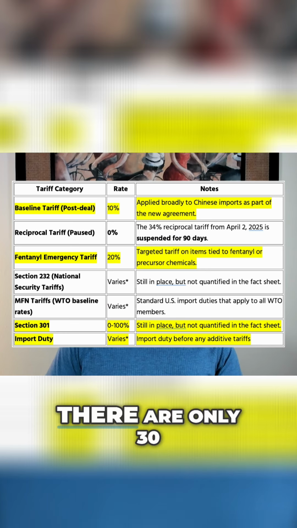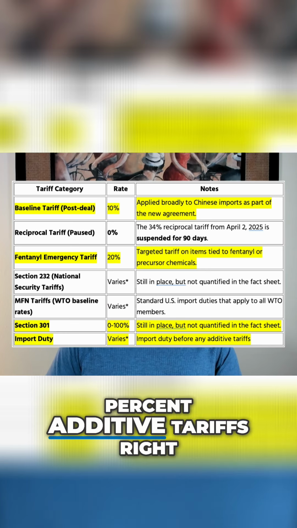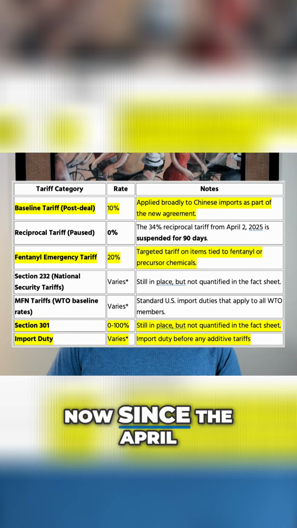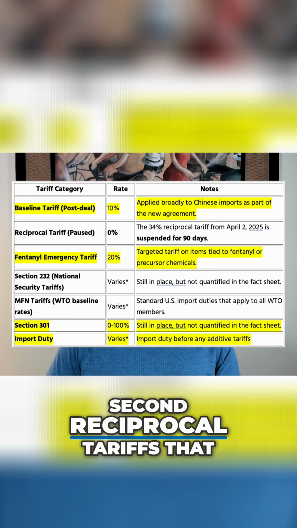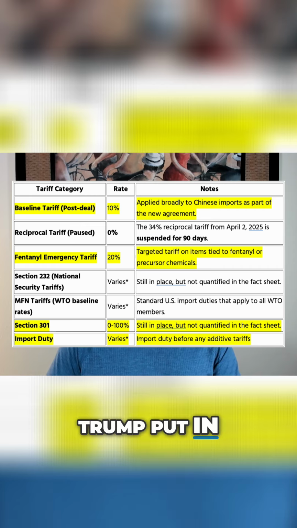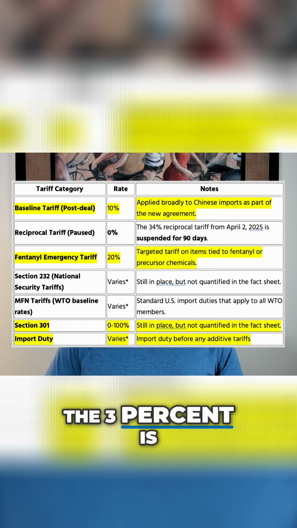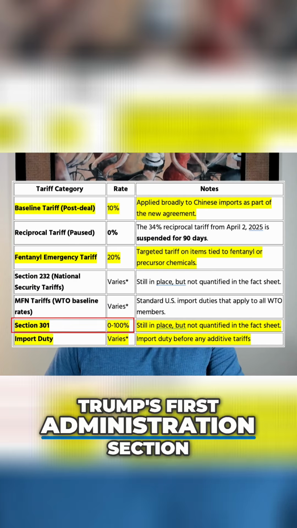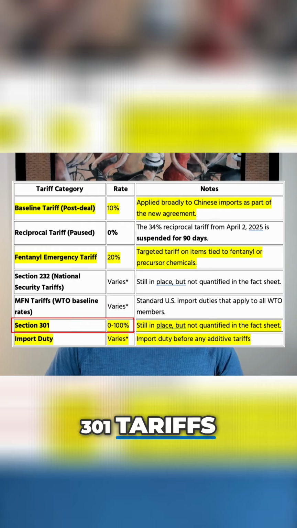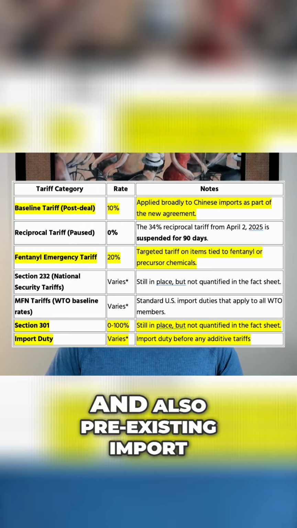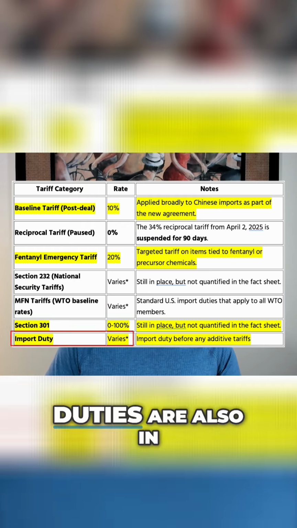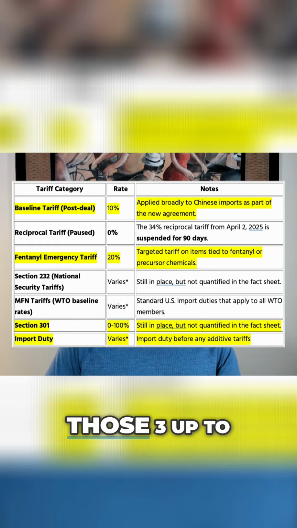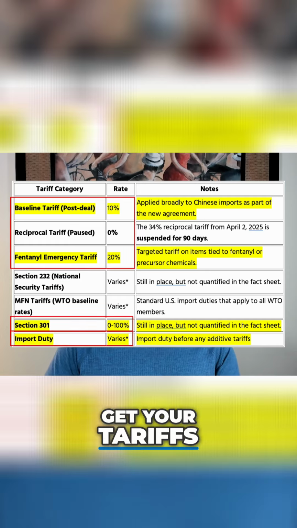And it seems like there are only 30% additive tariffs right now since the April 2nd reciprocal tariffs that Trump put in. Now, the 30% is additive. That means Trump's first administration's Section 301 tariffs are still in place, and also pre-existing import duties are in place as well. So you need to add those three up to get your tariffs.